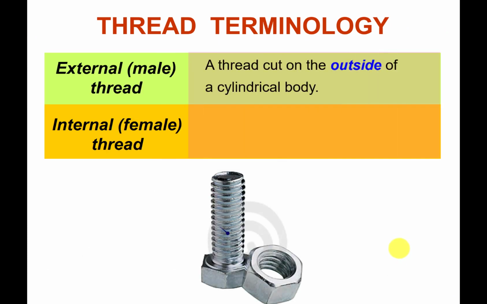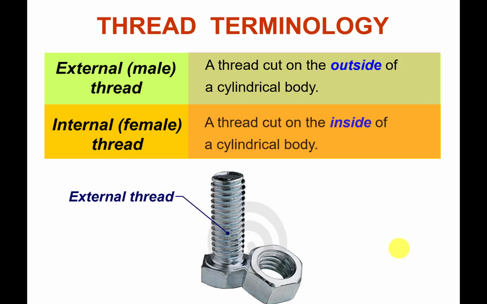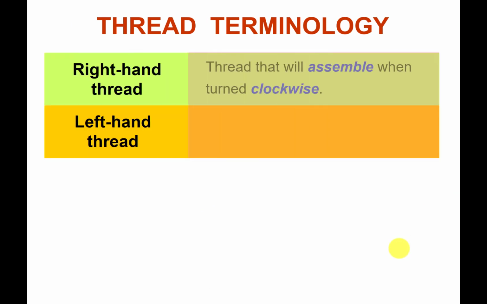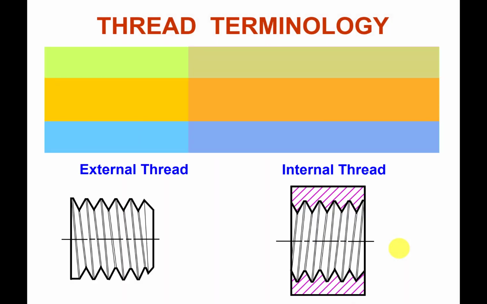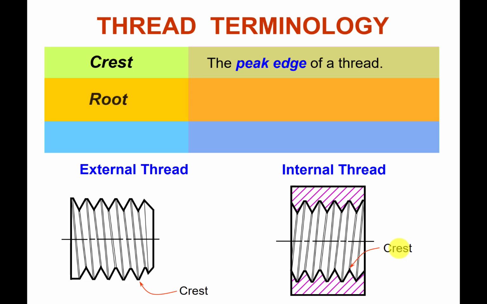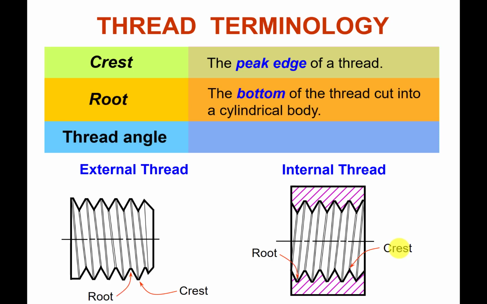External thread is cut on the outside of a cylindrical body. Internal thread is cut on the inside of a cylindrical body. Right-hand thread will assemble when turned clockwise. Left-hand thread will assemble when turned counterclockwise. Sometimes you could have both. There are also crest, root, and thread angle you want to understand.